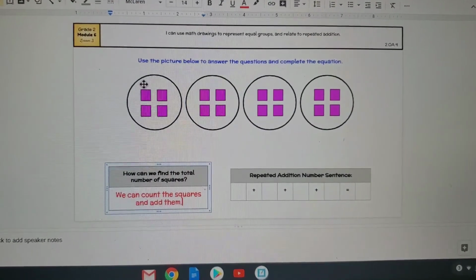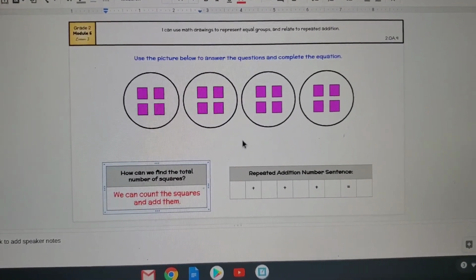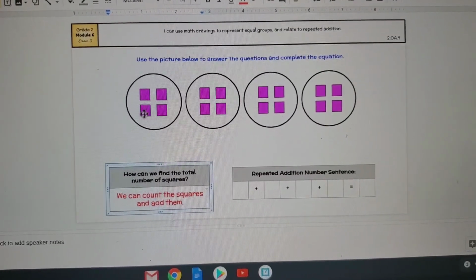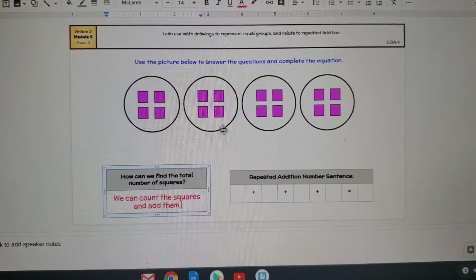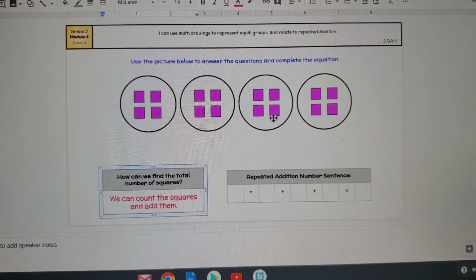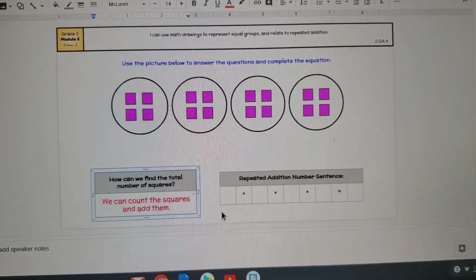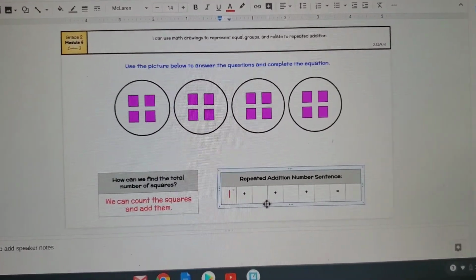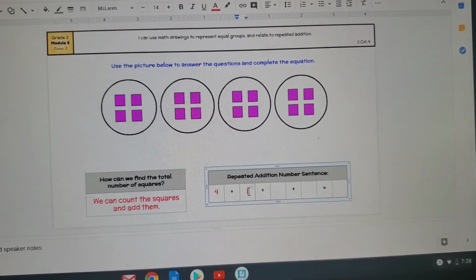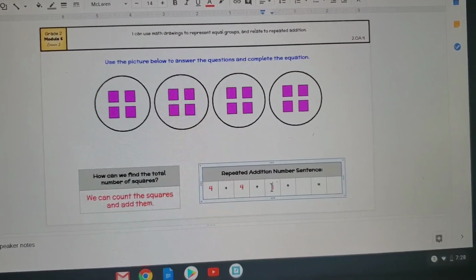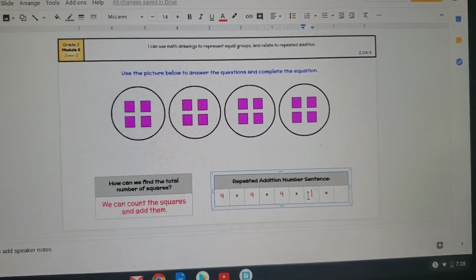And I can see that in my first group, I have 4 squares. So I have 4 plus another 4, that's 8. Plus another 4, that is 12. If I add another 4, that is 16. Let me see. 4 plus 4 plus 4 plus 4.